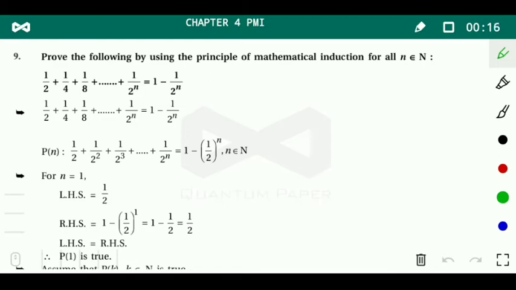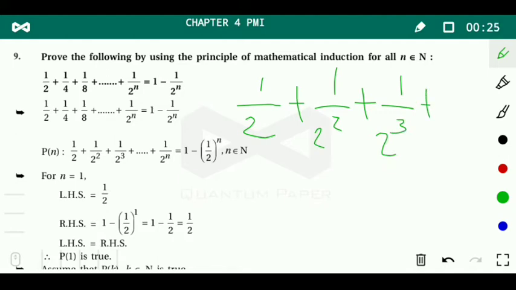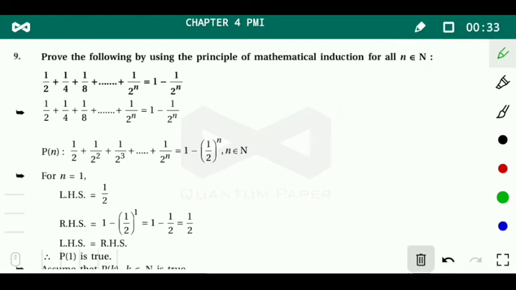Okay, so also we can write 1 by 2 plus 1 by 4, which means 1 by 2 square, plus 1 by 8, which means 1 by 2 cube, and so on up to 1 by 2 raised to n. So the left hand side is equal to the right hand side, which is 1 minus 1 upon 2 raised to n. We have to prove this by using PMI.